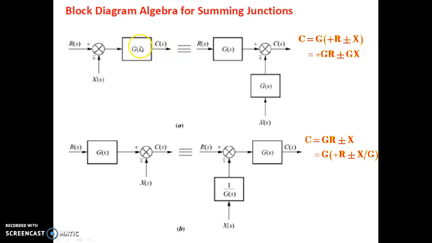So instead of that, what we can do is take this G of S and multiply it to both. See here. Similarly, R G of S minus X of S. In a similar way, we can take G of S outside, but here there is no G of S, so it becomes 1 by G of S, right? So we get the same output. Such type of modification can be done in your block reduction technique.